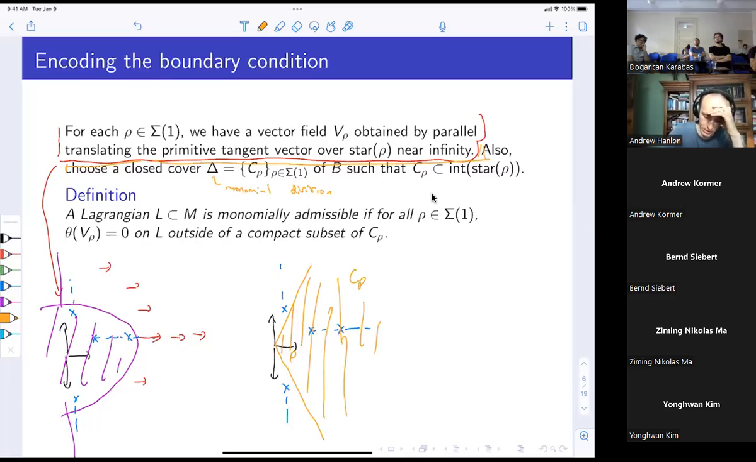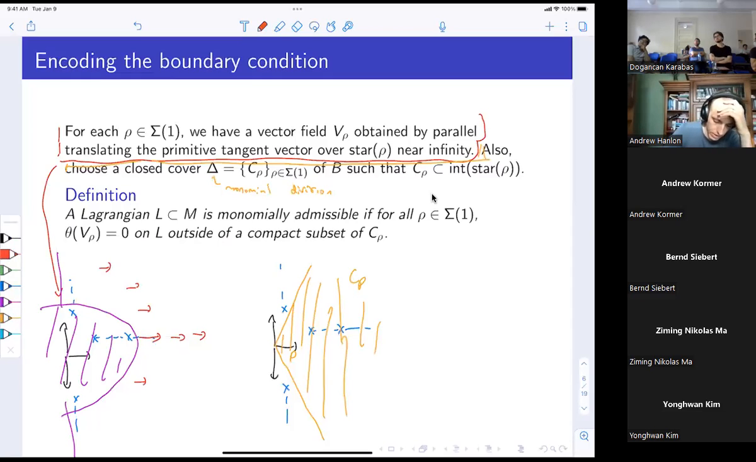Okay. And now, to translate what this condition was, what the mirror to these collapsing tori is, I would say the Lagrangian is monomially admissible if for each ray in this leftover fan, I have that in my C row, outside of a compact set where this V row makes sense, theta of V row is 0. Now let me explain what that means.